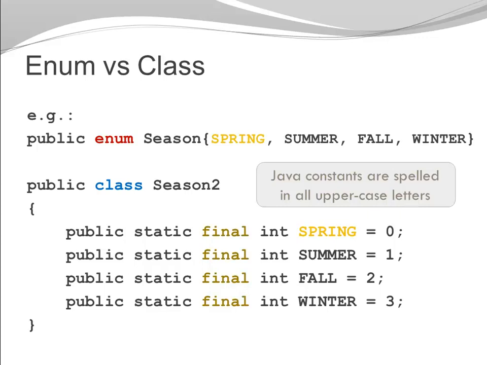Now here, in the case of my class Season2, each of my fields is declared final. Very easy to see this is a constant because it's declared final. Notice, SPRING in my enum does not have a final keyword, but it is final because enum constants are implicitly final.